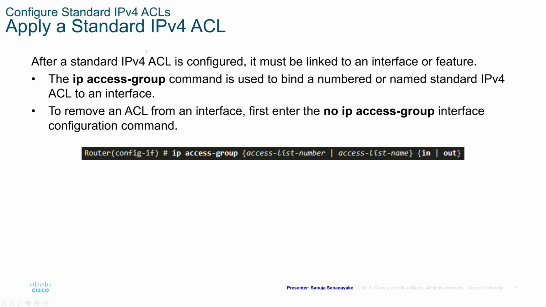So to get that standard IPv4 ACL linked to an interface or a feature, what we use is the ip access-group command. To remove an ACL from an interface, first enter no at the front, just like previously we have used the no command with the previous command. And then you enter ip access-group with the interface configuration information. On the bottom of this slide, you see in this router, they go ip access-group, and then these are the options that you can configure.